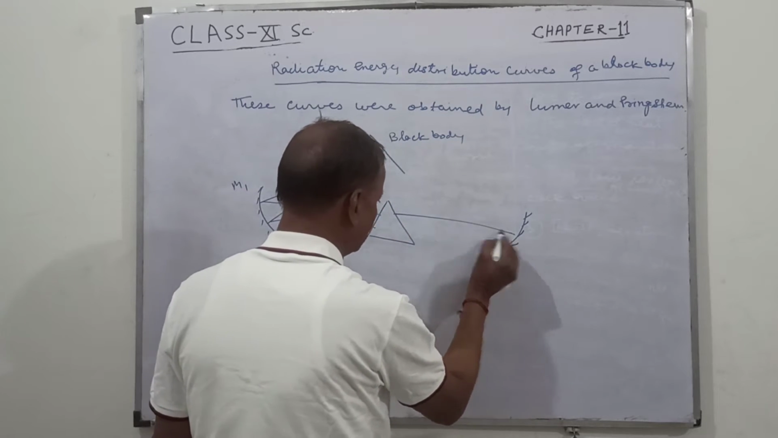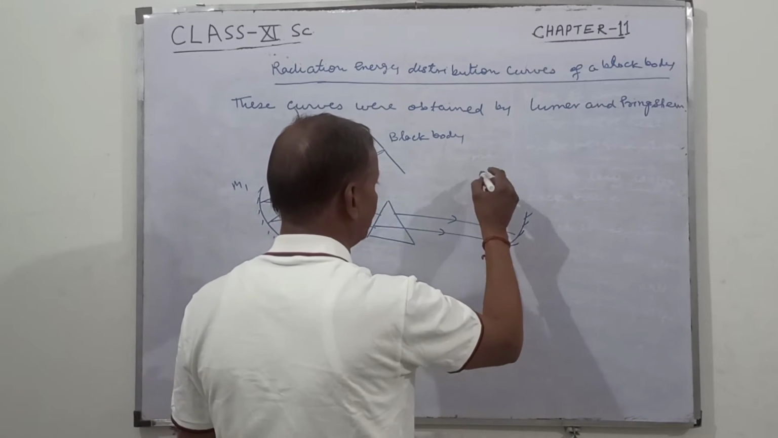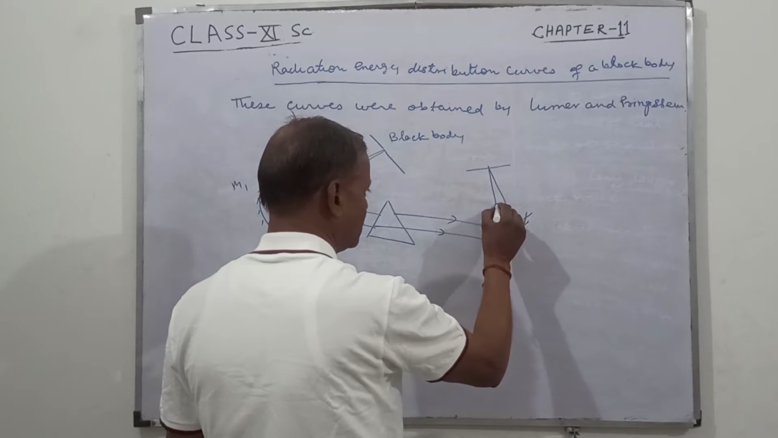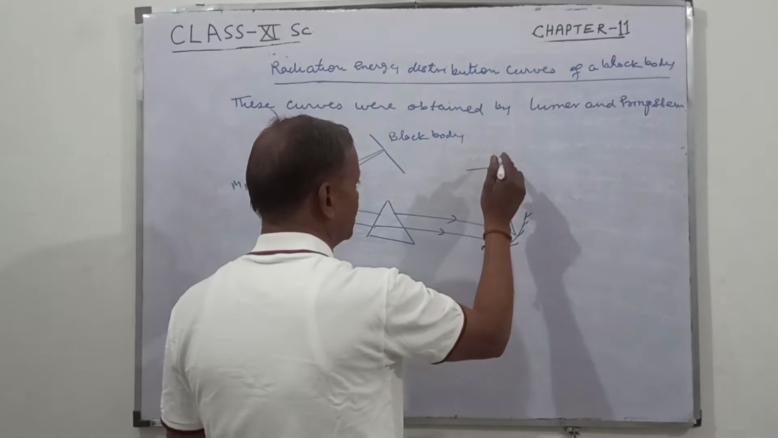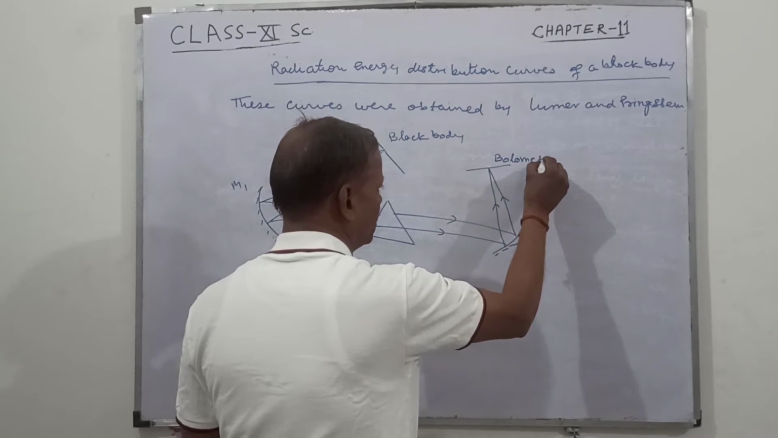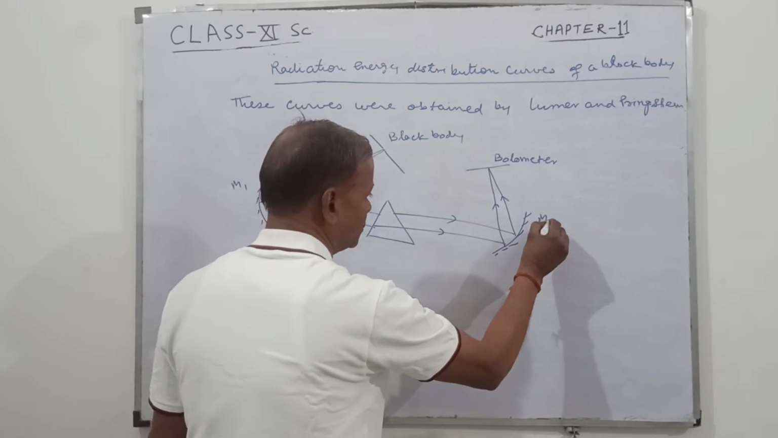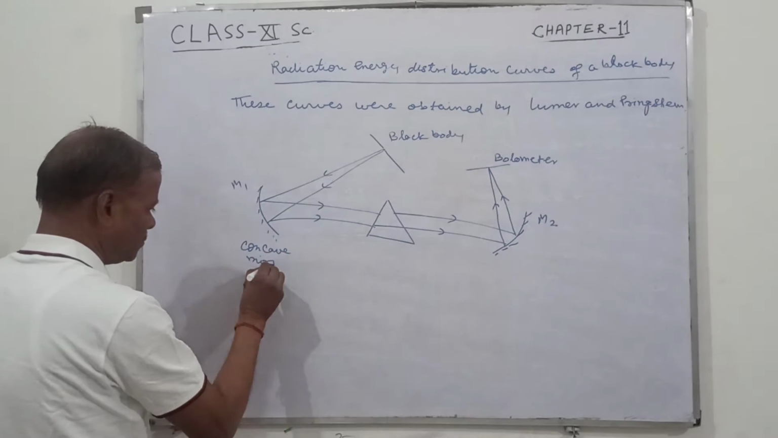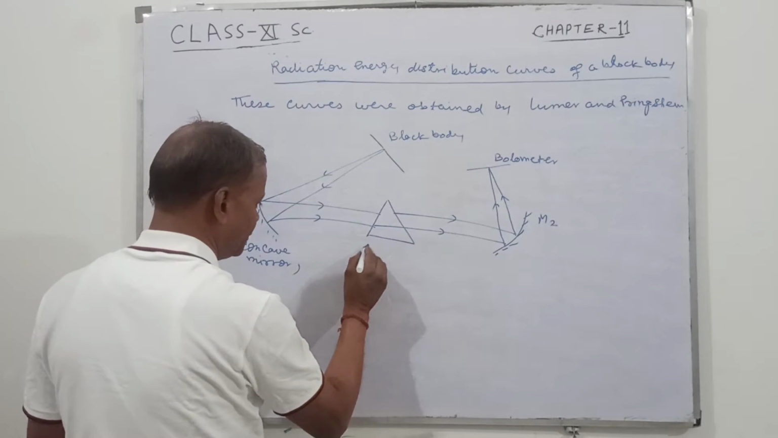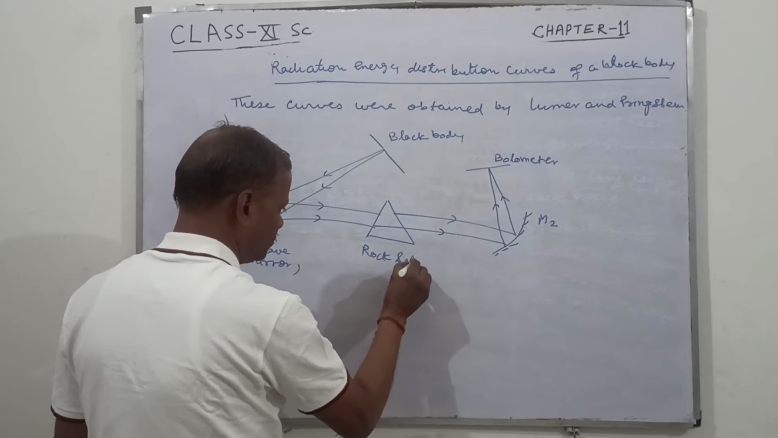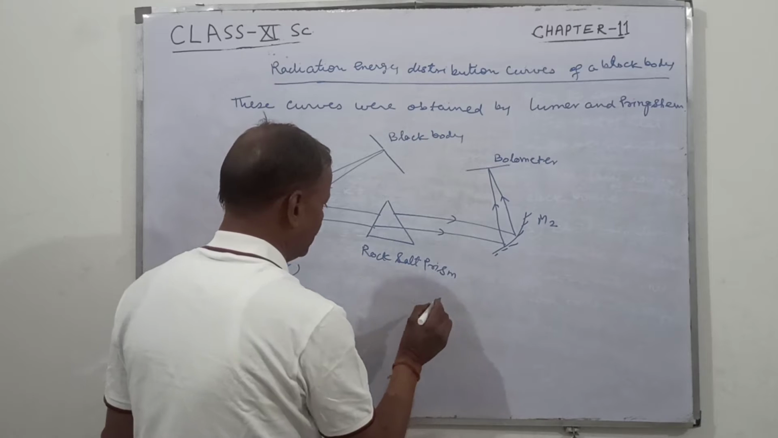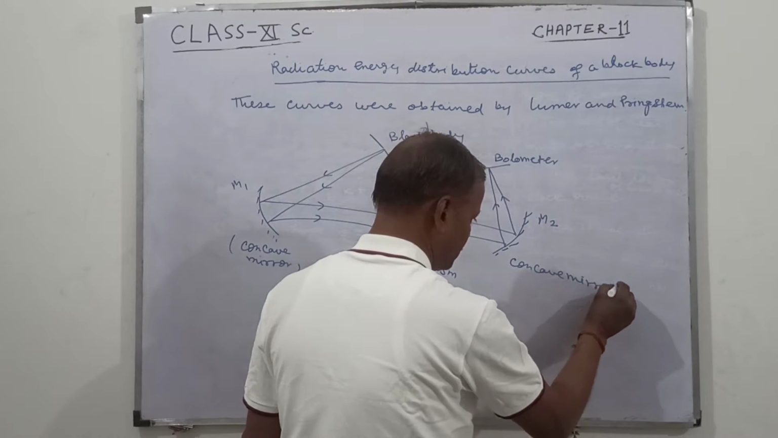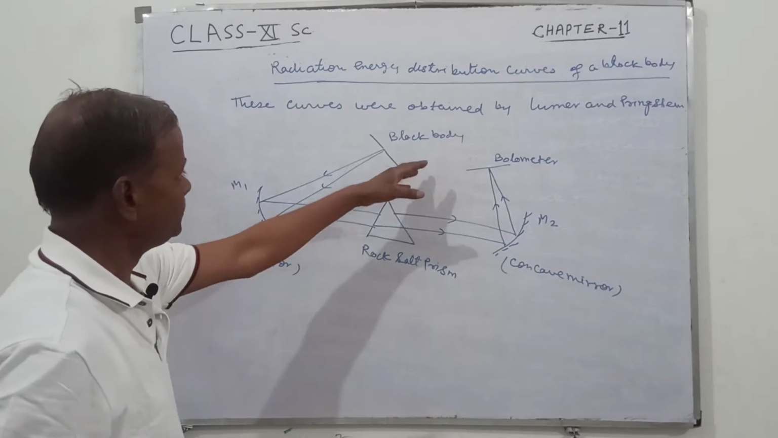This heat radiation from here goes on this mirror. Here is the bolometer. This is mirror M2, a concave mirror. This is a rock salt prism. This is again a concave mirror. And this is the bolometer. Here this is the black body.